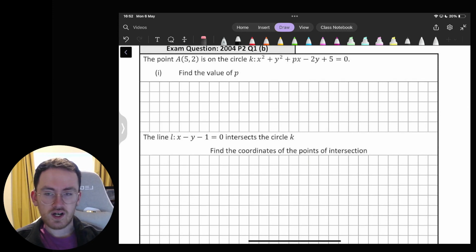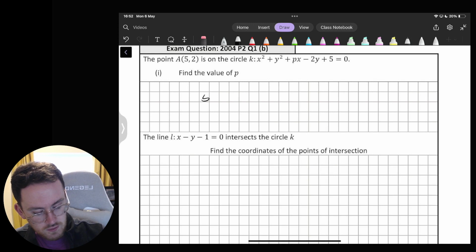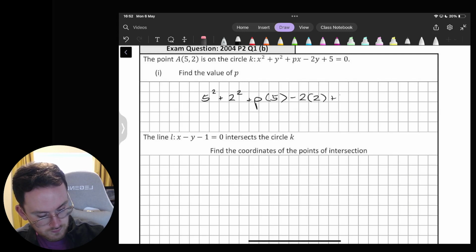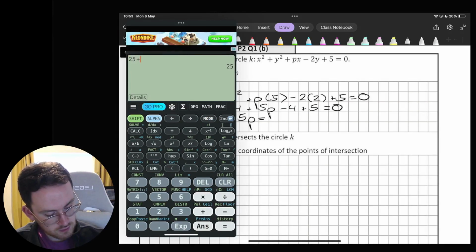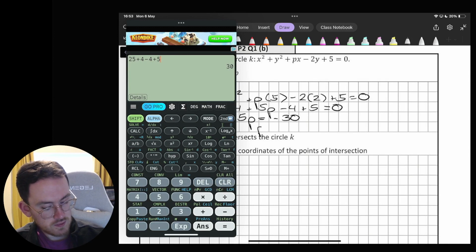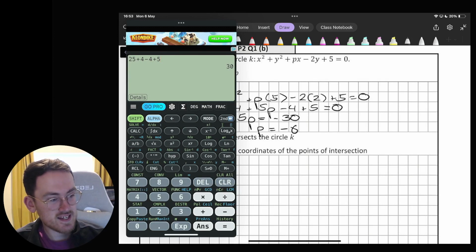So looking at one more exam question, the point (5, 2) is on the circle. Find the value of p. So to do that, we're just going to sub that point into the circle and see where it takes us. So 25 plus 4 plus 5p minus 4 plus 5 equals 0. So 5p equals, let's see, 25 plus 4 minus 4 plus 5 is 30. So p equals minus 6 there, I believe.